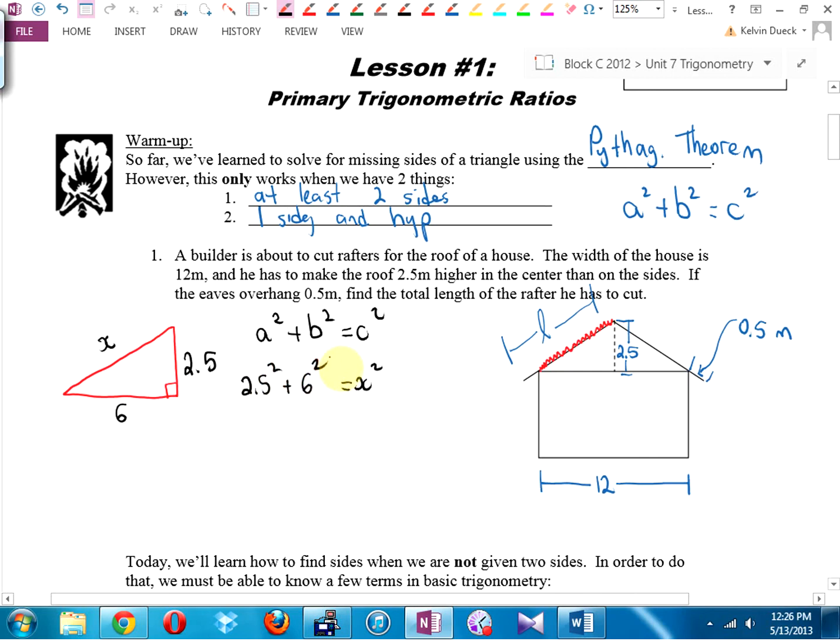A and B, there is no rule. You could have written 6 squared plus 2.5 squared. No problem. I'm going to get x squared equals, what is 2.5 squared plus 6 squared? I know 6 squared is 36. Calculator time. That's one of the reasons I said you needed a calculator. What is 2.5 squared plus 6 squared? 42.25. Yep. I'm right? Woohoo.